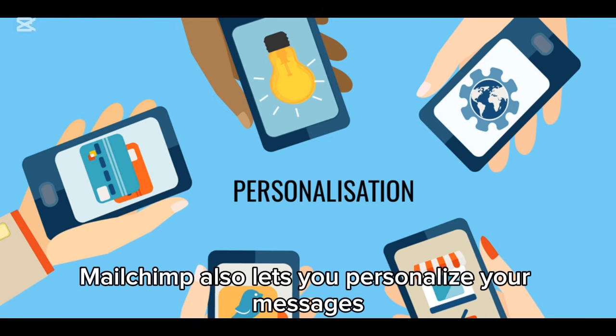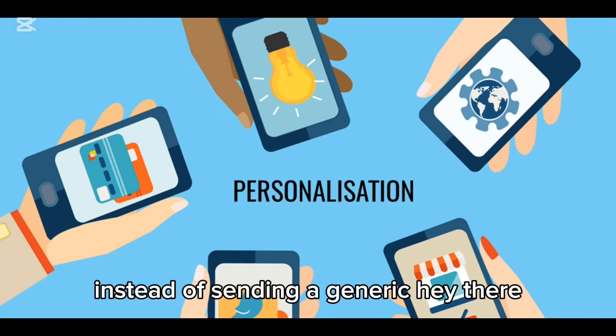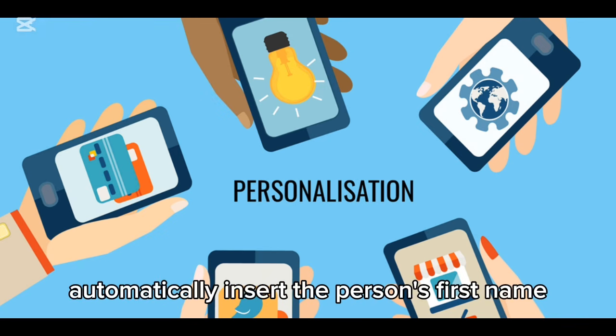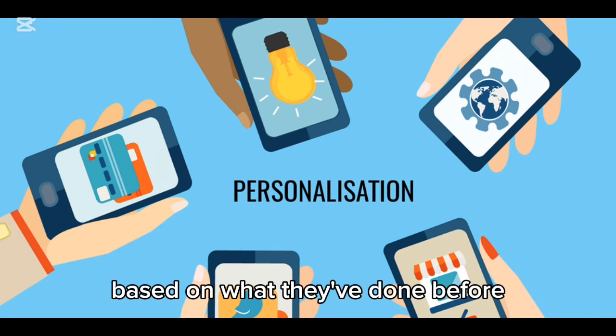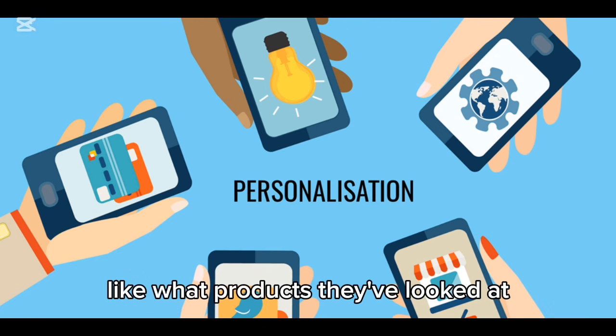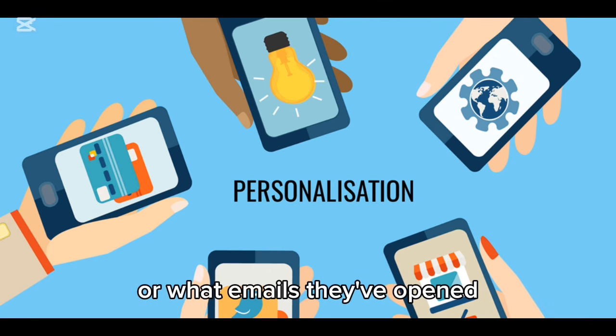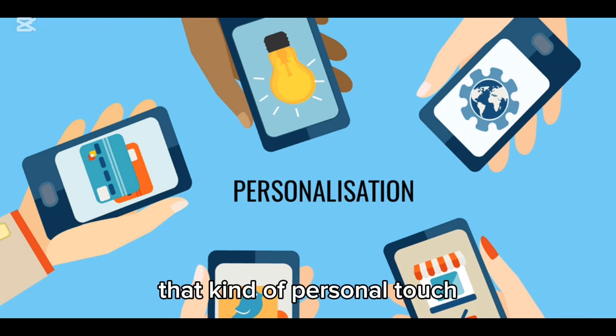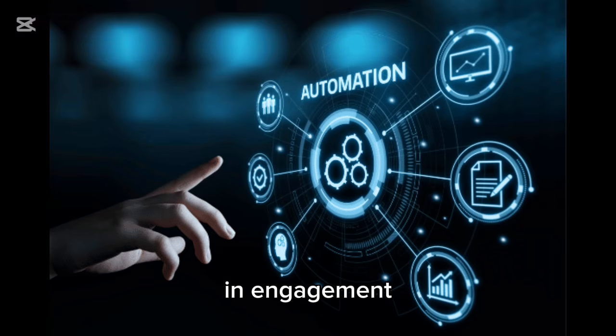Mailchimp also lets you personalize your messages. Instead of sending a generic "hey there," you can have it automatically insert the person's first name, or even tailor the content based on what they've done before, like what products they've looked at or what emails they've opened. That kind of personal touch can make a massive difference in engagement.